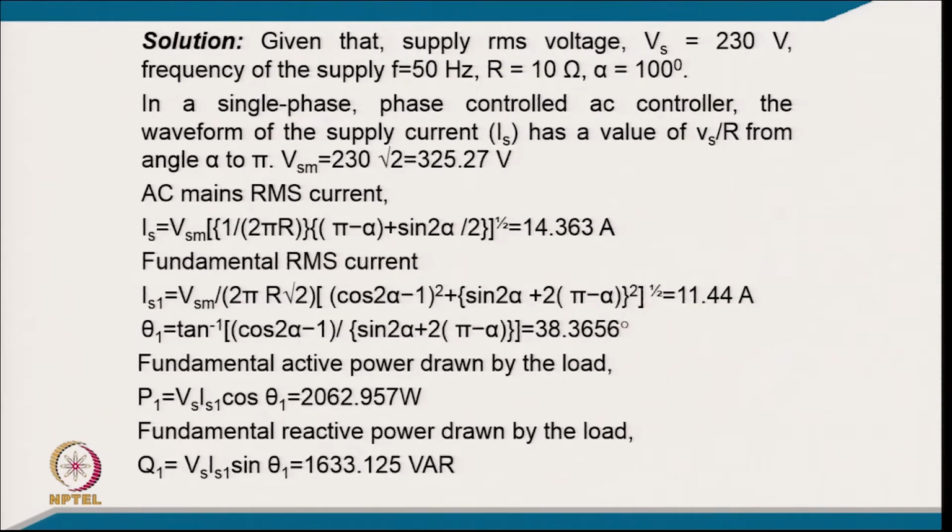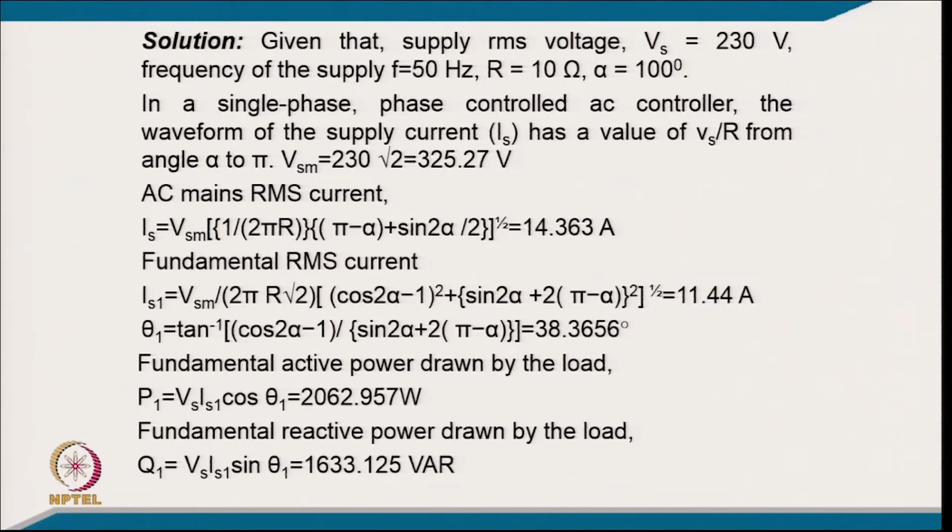Coming to the numerical part, given that the supply RMS voltage is 230 volt and frequency is 50 hertz, resistance 10 ohm, and firing angle of the thyristor of the AC voltage controller is 100 degree. In a single phase AC controller, the waveform of the supply current has a value of Vs upon Rs from angle alpha to pi. So, you can calculate the peak as 230 into root 2, that is 325.27, and the AC RMS current from this relation, Is equal to Vsm times square root of 1 upon 2 pi R into (pi minus alpha plus sin 2 alpha by 2). So, it comes to 14.363 ampere.